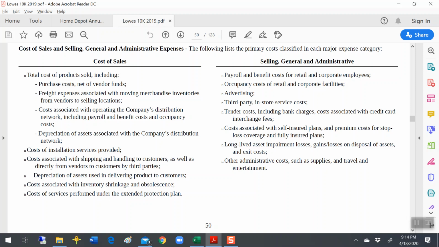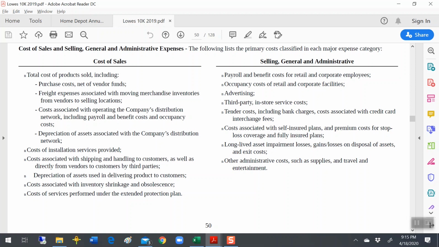Cost of installation services provided. So if you buy a hot tub from Lowe's and Lowe's is going to install it for you, the cost of goods sold includes not only the hot tub itself, but whatever they have to pay to get the thing hooked up at your house. And of course, they charge you that plus a markup. Costs associated with shipping and handling to customers, as well as directly from vendors. Depreciation of assets used in delivering products.